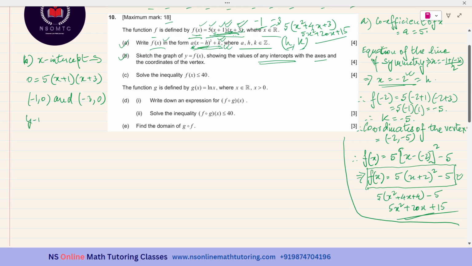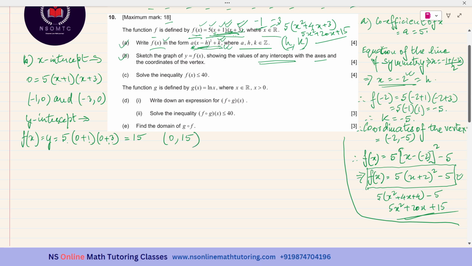The y-intercept: it will be f of x, or y, equal to 5 times (x plus 1) times (x plus 3), where x will be equal to 0. So 5 times (0 plus 1) times (0 plus 3). This is equal to 1 times 3 is 3, times 5 is 15. So the y-intercept is (0, 15).